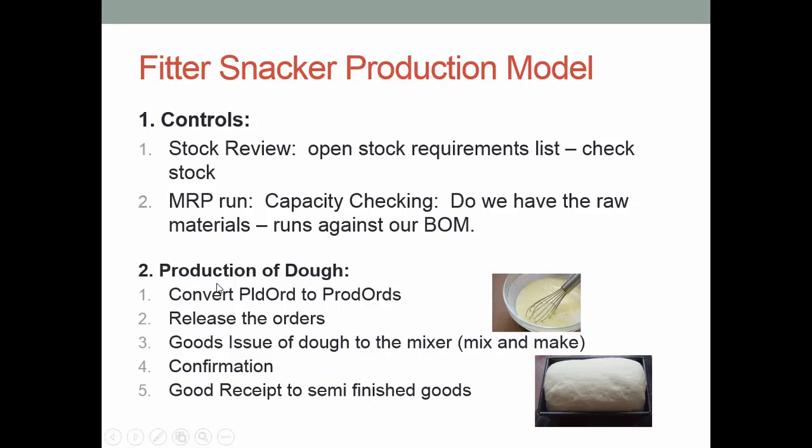The second part then is the actual production. Production of dough is the first one, so we're going to convert our planned orders to production orders. Then we're going to release those orders. We're going to do a goods issue of the dough to the mixer. This is where we mix and make that dough.